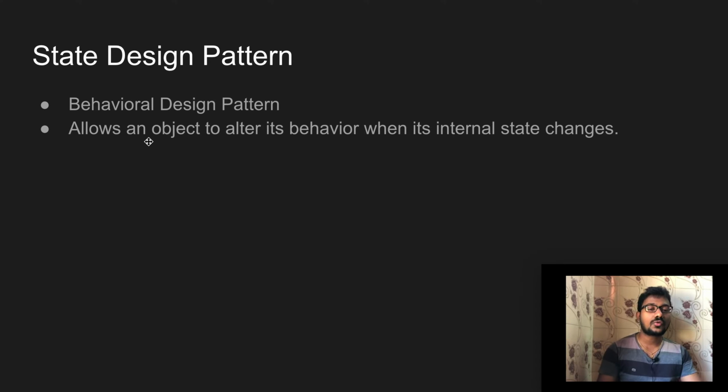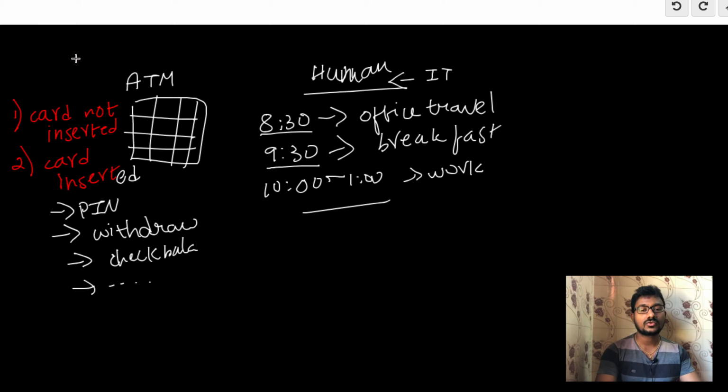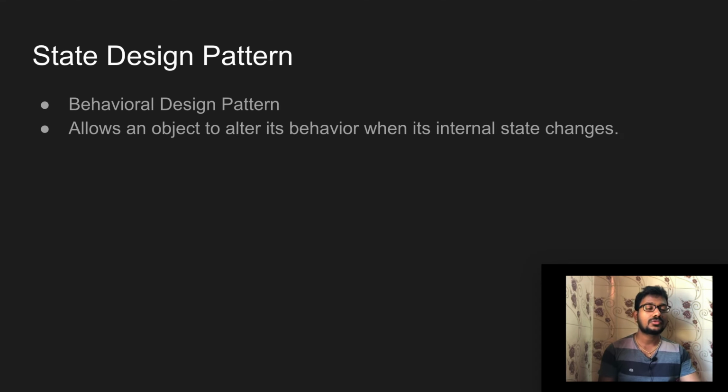and it allows an object to alter its behavior when its internal state changes. I have already discussed this point while explaining the example. So this is about the state design pattern. It is one of the important design patterns which falls under behavioral design pattern.